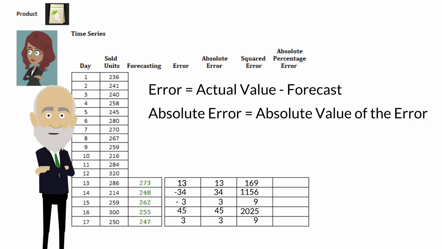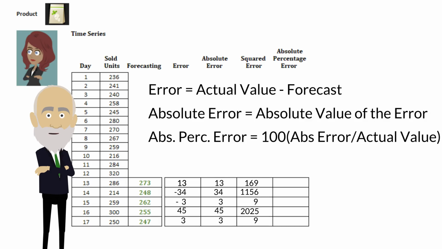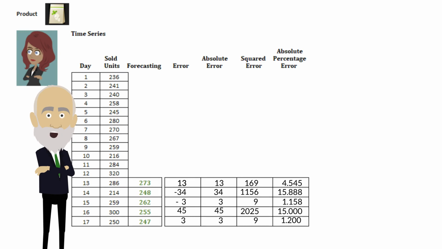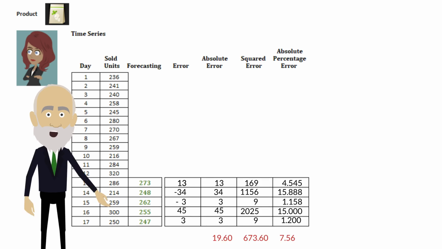Finally, the absolute percentage error is computed with the formula 100 times the absolute error, divided by the actual data value. For instance, the first number in this column is obtained multiplying 100 times 13, and dividing the answer by 286, which results in 4.545. I hope you have no difficulty in finding the other values in this column. Once we have filled these columns, we proceed to compute the average of the last 3 columns. The averages of each column are shown in red at the end of the column.